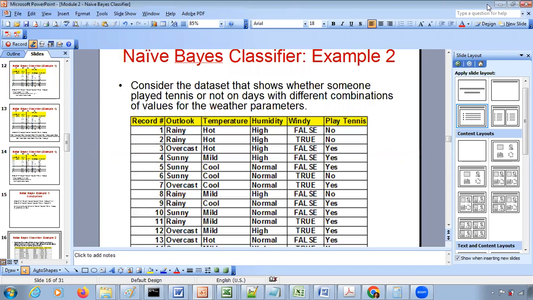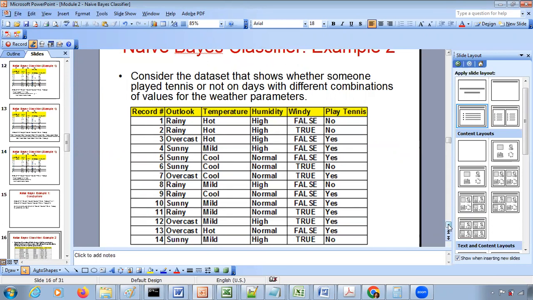So look at the second example. This is the weather data where we have actual cases of someone whether played tennis or not, yes or no, the two classes, based on these 4 feature values: outlook, temperature, humidity, and windy. Outlook has rainy, overcast, and sunny as the 3 feature values. Temperature has hot, mild, and cool as the 3 feature values. Humidity has high and normal, and windy has false or true.